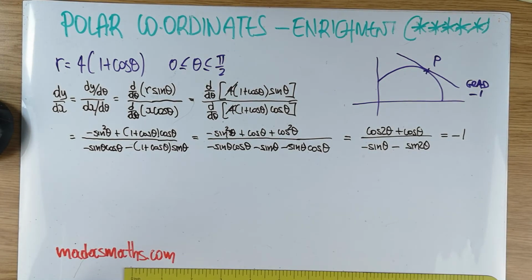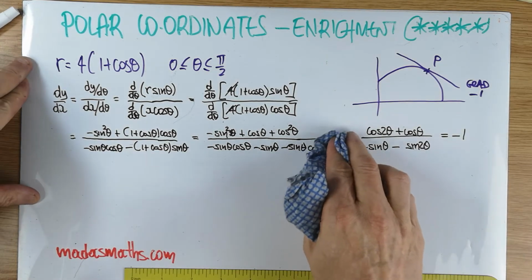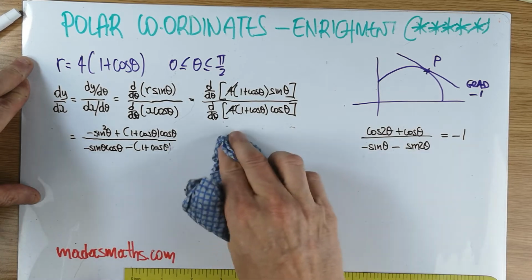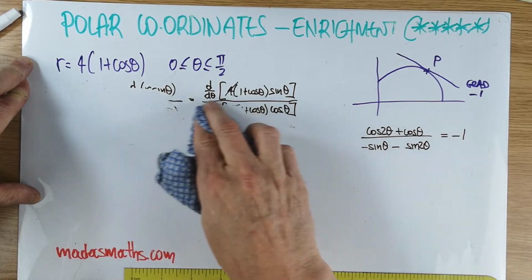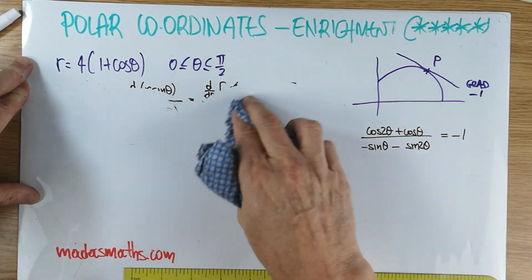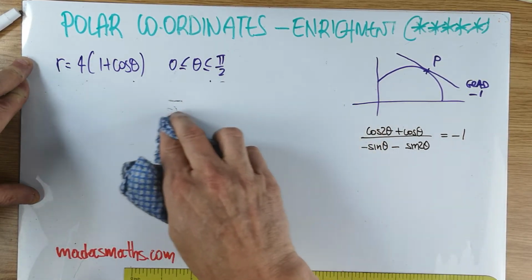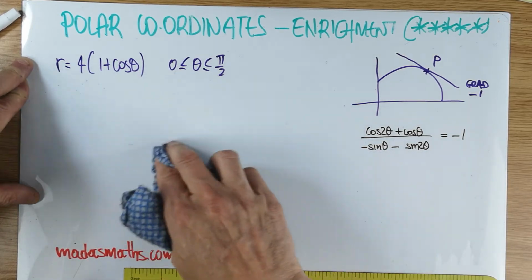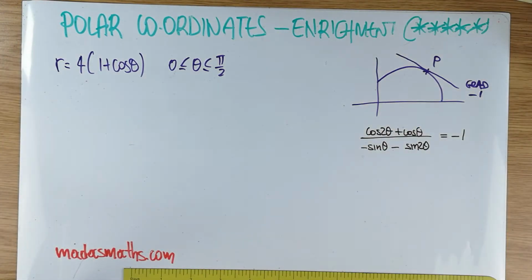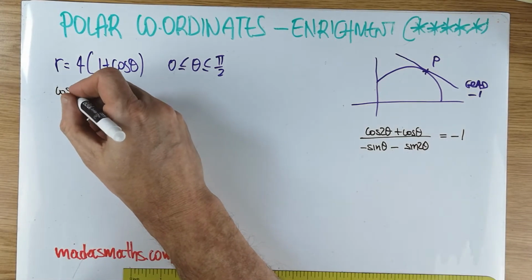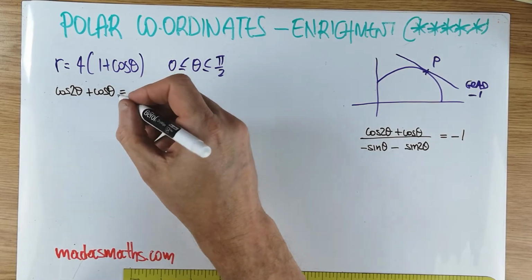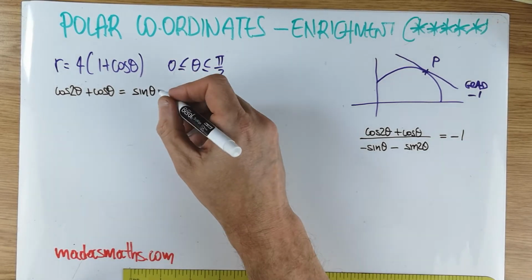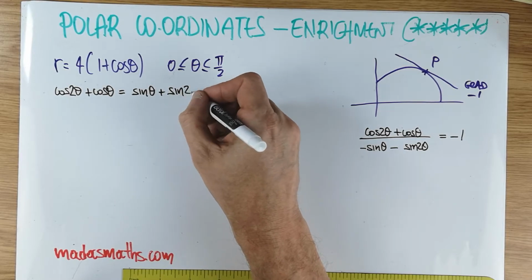I'm being a bit sloppy with how I'm writing things. And in the time it takes me to rub off this board, let's think how we're going to solve the resulting equation. The next step is kind of obvious: times it across. It will get rid of the minuses. That's good. But I don't like the look of the rest in there. Okay, so let's think. So let's write it up here again. Cos of 2 theta plus the cos of theta is equal to the sine of theta plus the sine of 2 theta.